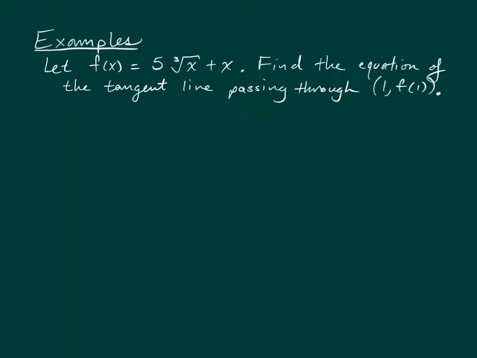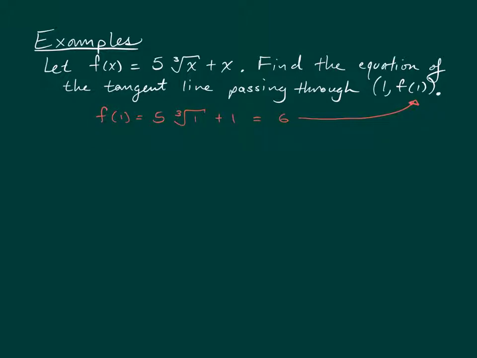In this example, you can see that we have this function here, f of x equals 5 times the cube root of x plus x, and you're being asked to find the equation of the tangent line passing through this point. So I think the first thing that I want to do is figure out what f of 1 is. And so if you can figure out f of 1, that means you replace all of these x's over here with 1. And that means that f of 1 equals 6. So that's a good bit of information to know.